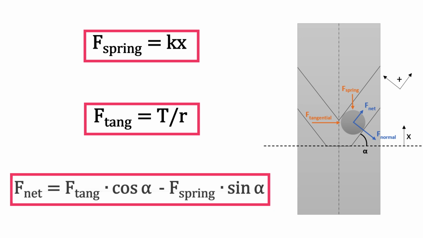The net force is then equal to the tangential force times the cosine of the groove angle alpha minus the spring force times the sine of the groove angle alpha. The normal force can be used to calculate the friction force due to the rolling resistance of the balls. We won't include friction in this calculation since the contribution is minimal and therefore negligible.